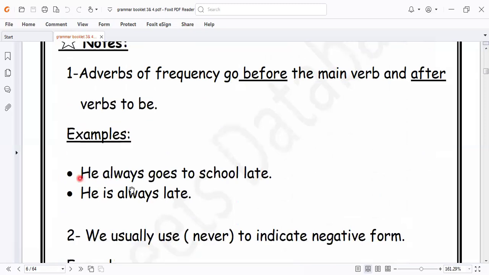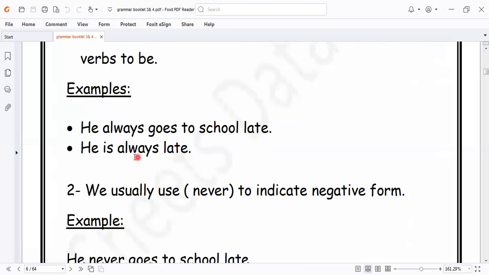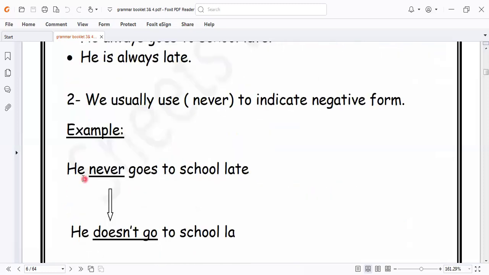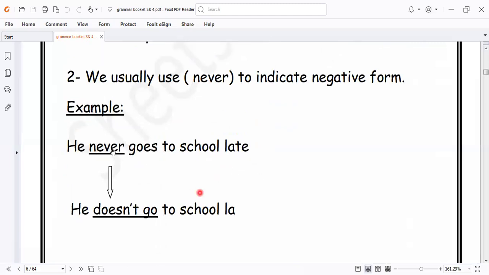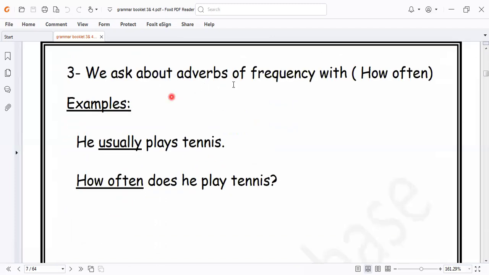We say he always goes to school late. He is always late. Okay, like this. We say he never goes to school late. So here, never equals doesn't. Let's continue this lesson. We asked about adverbs. This lesson I explained before, but today I will make a quick revision so as not to make the video longer.